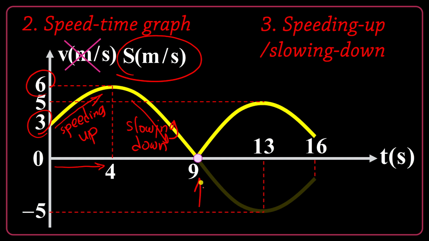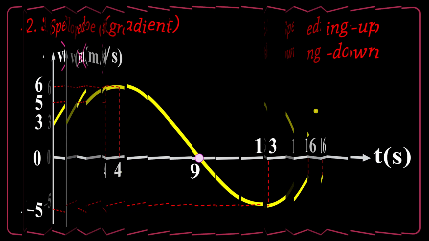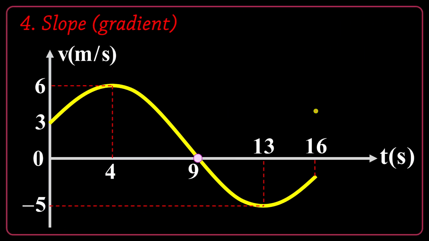Here it stops and then again speeding up and then slowing down. That's all. So when the speed time graph is getting closer to t-axis, it is slowing down. When it is getting further away from t-axis, it is speeding up. That's all. It's very easy. Okay. Number 4 is a slope or gradient.